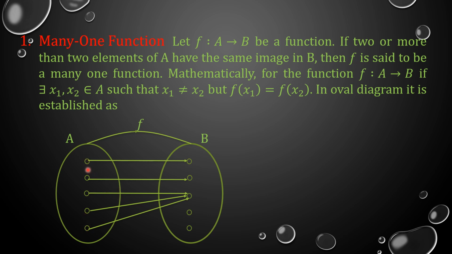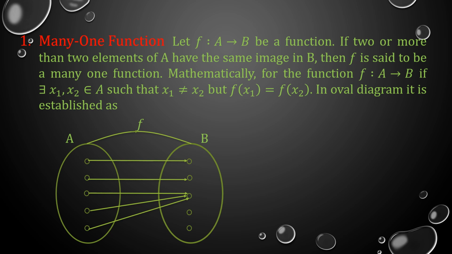So you see the first element's image is a single element, the second element again goes to a unique element, and the third, fourth and fifth, these three elements have the same image. You see the definition, two or more than two elements of A. Here more than two elements of A are connected with a single element of the codomain set. So if you have this type of function, then the function is a many one function.